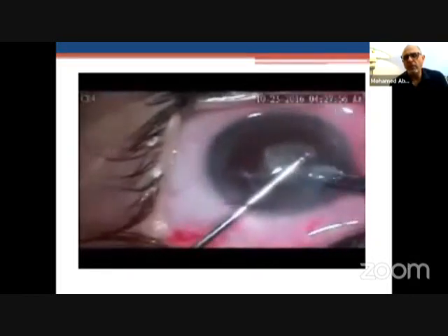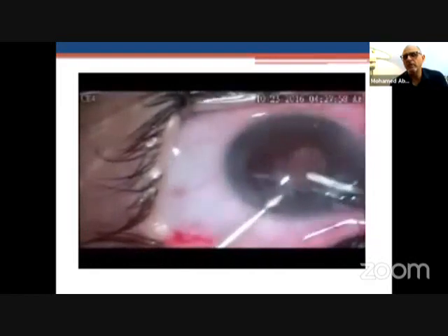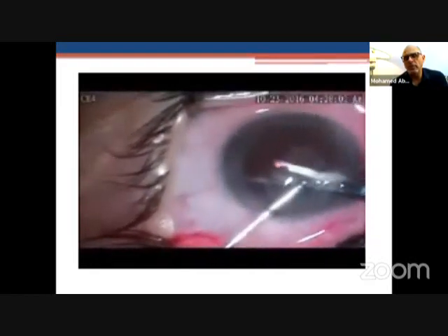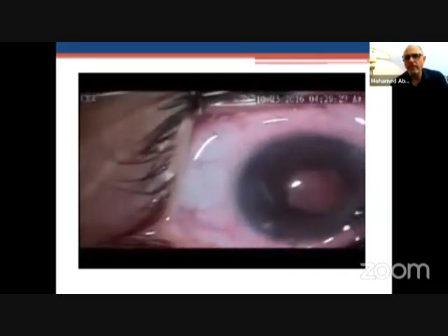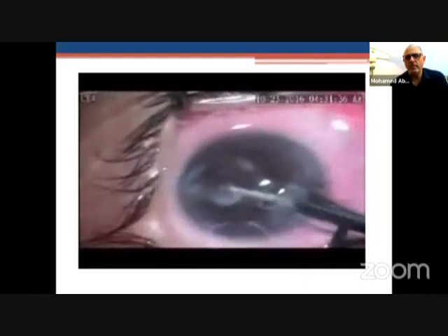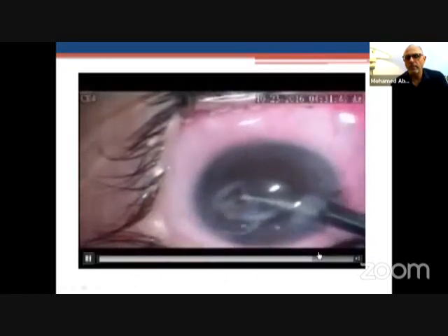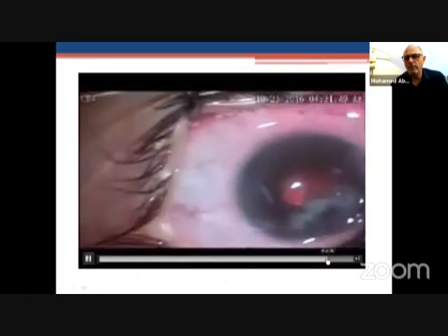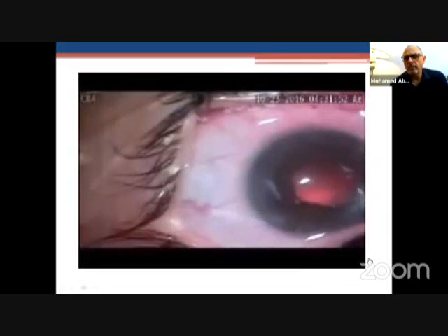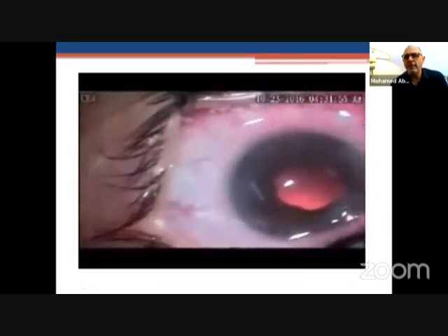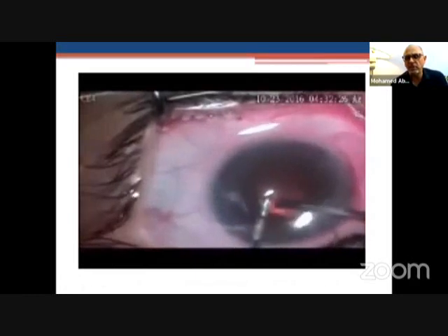You can see the red reflex is getting a little bit better. You do the peripheral anterior synechiolysis. Try to remove as much as you can. However, it tends to recur after surgery. And cut the lens. And then remove it from the anterior chamber. And once you've done that, as you can see, the red reflex is pretty nice.